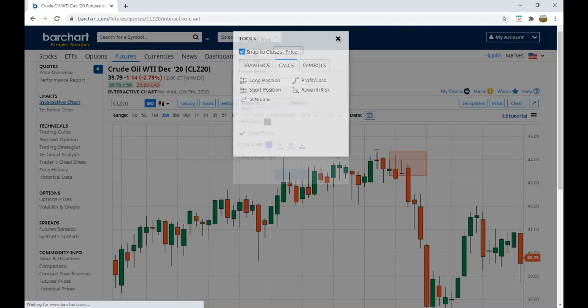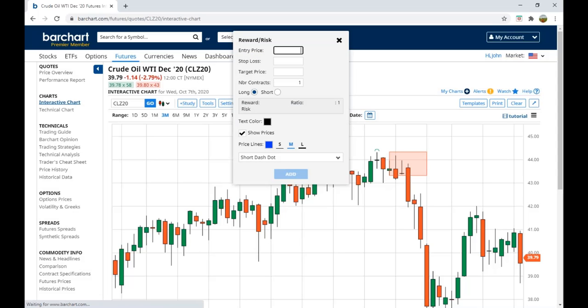What's nice about the risk reward tool is all I have to do is put my cursor over the area where I'm going to put my entry.